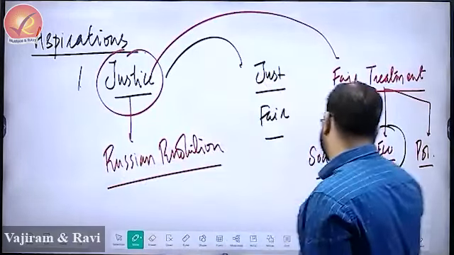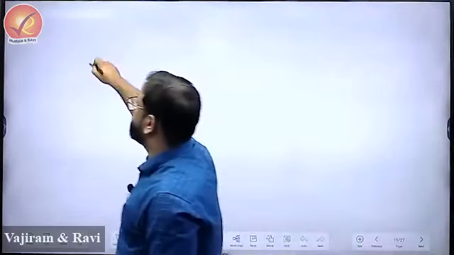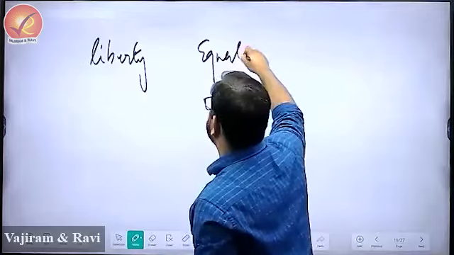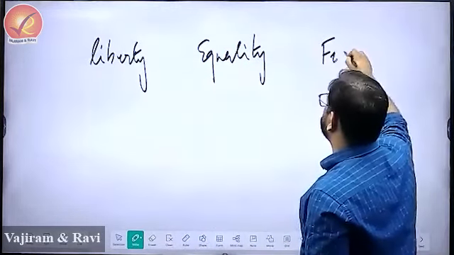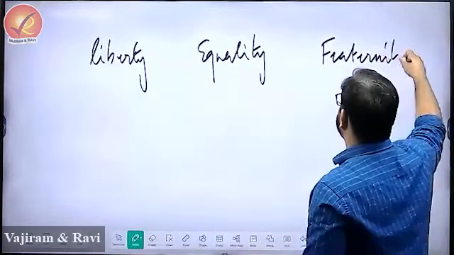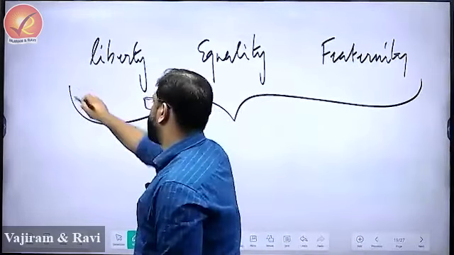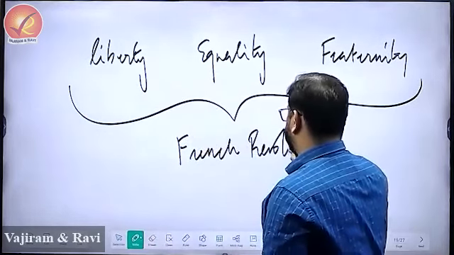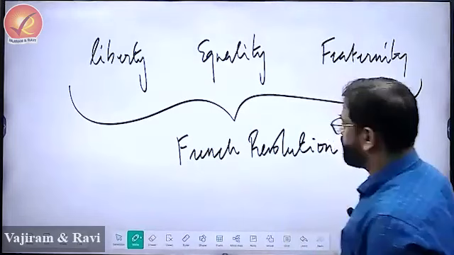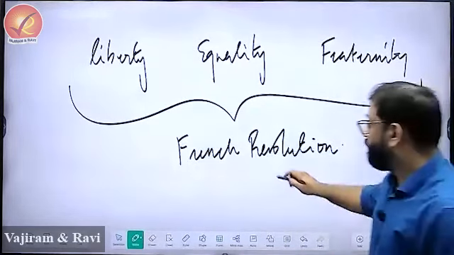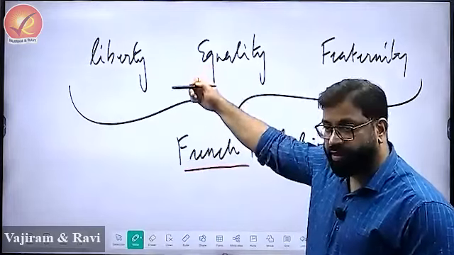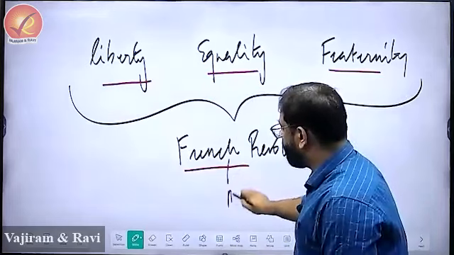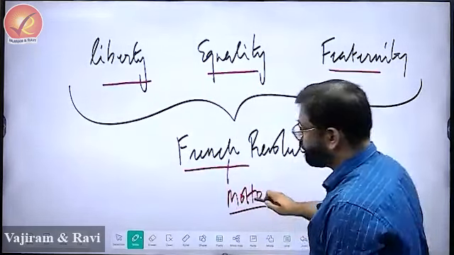Whereas the next three terms that we see, which are liberty, equality, and fraternity, come from the French Revolution. They have been taken from the French Revolution. Rather, France is so much motivated by these three terms that it is the motto of the French government also.